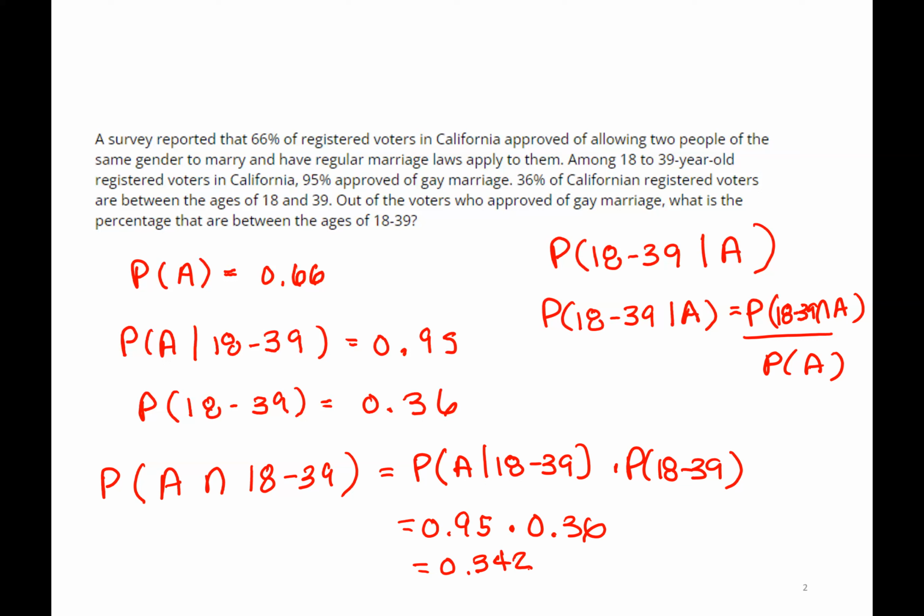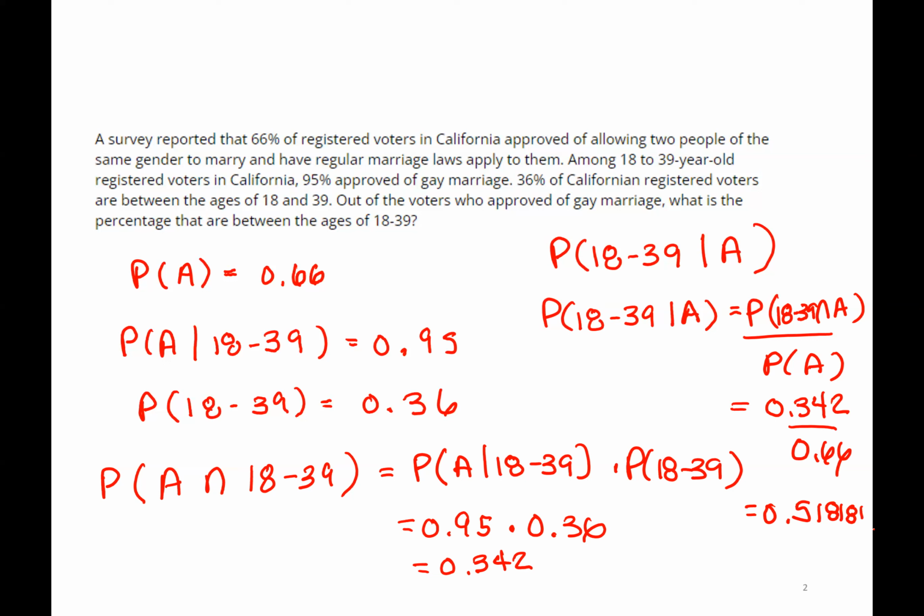All right, so now I can figure out how many of these people who approved of this measure are between the ages of 18 and 39. So I'm just going to go up to the next formula. I'm going to take that 0.342 and divide it by the probability that they approve, which is 0.66. And what do you get? I get 0.51818181 repeating.